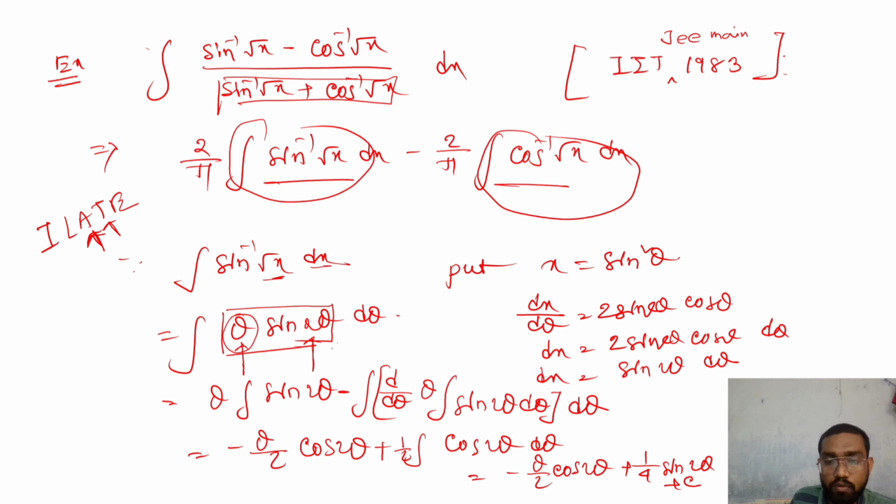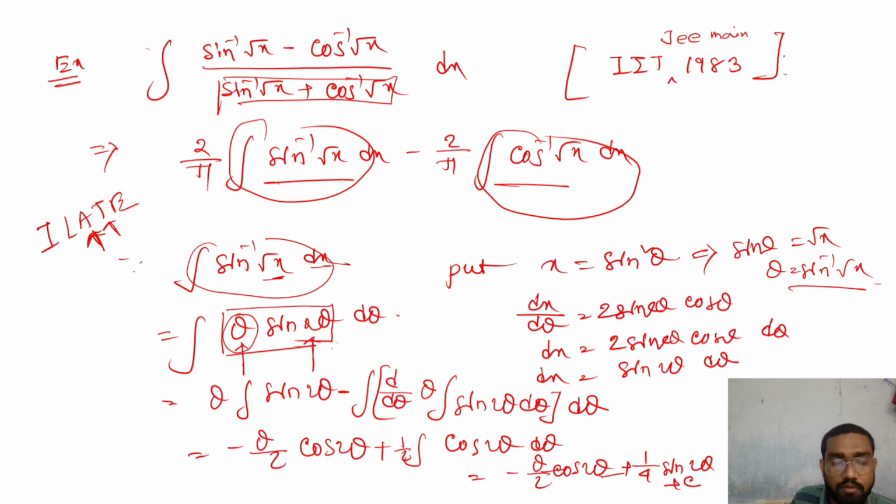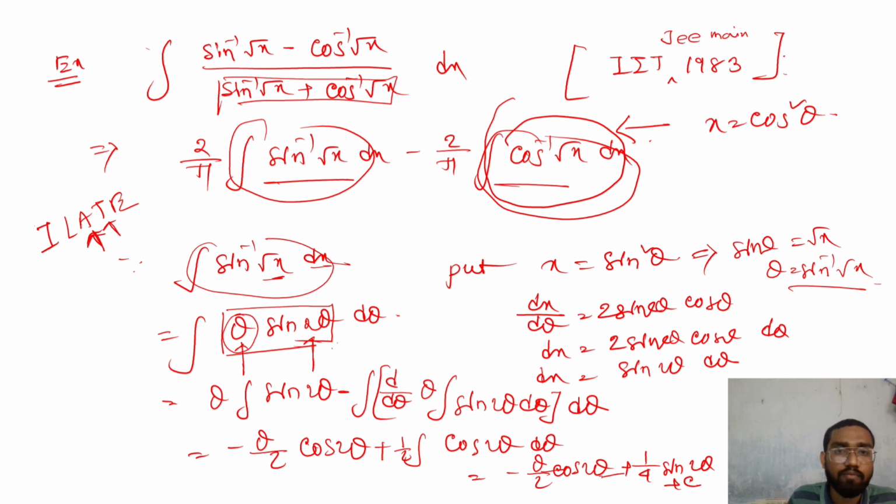Now we put the value of theta. So from this we get sin theta equal to root x, so theta equal to sin inverse root x, and we put this value here, then we get the value of this. And next similarly we get this value. So how to get the value of this integration? We put x equal to cos square theta similarly, then we get the value. So this is the main concept of integration.